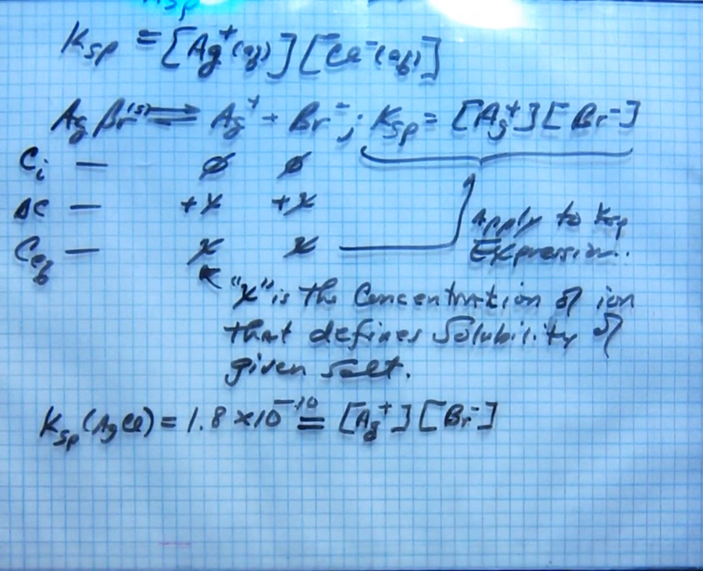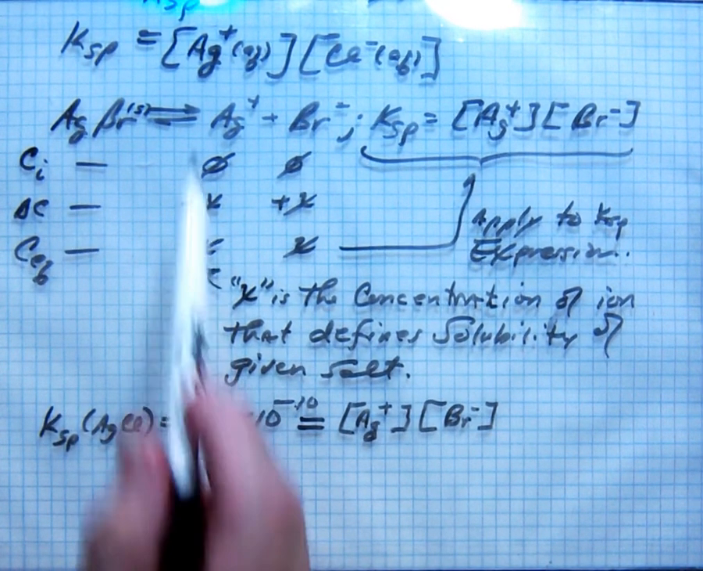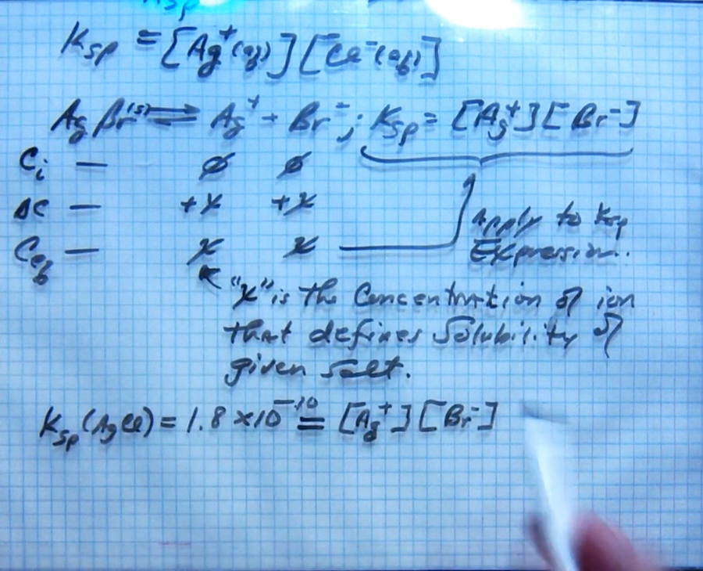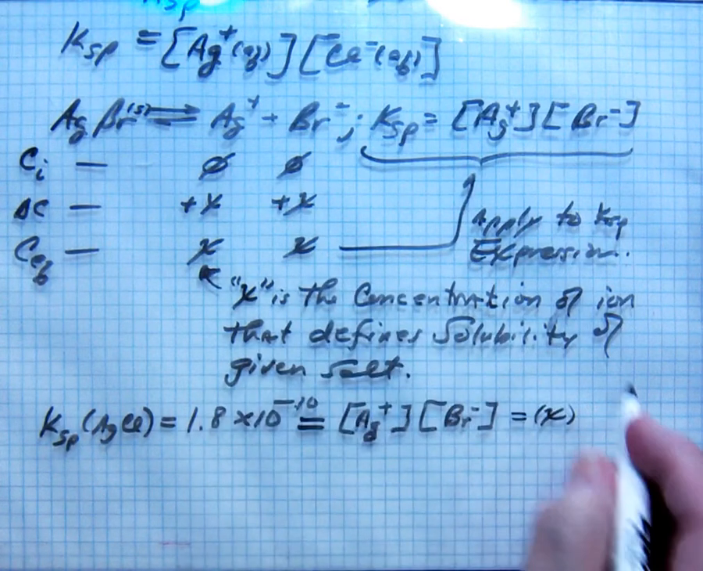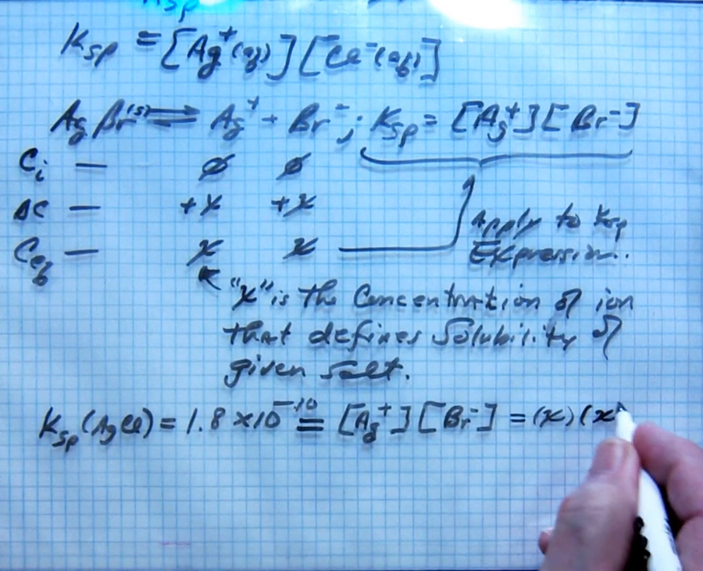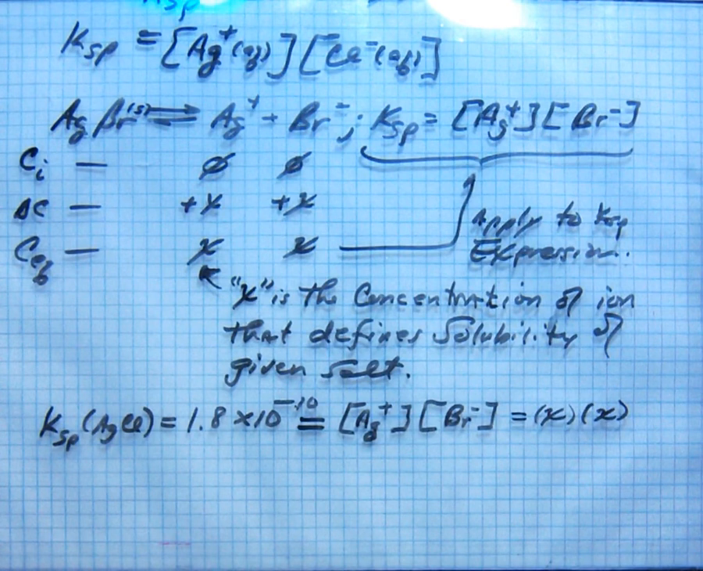Like that. And once you get this far, what do you substitute for the silver? Well, X. Okay, so I'm going to come over here and do X. There's X for the silver. The bromide also is X. That's how much was delivered into solution from the silver chloride. I'll say that again because it's going to be very important that you learn to think in that context. X is the amount of ion delivered into solution by the salt and defines the solubility of that salt.